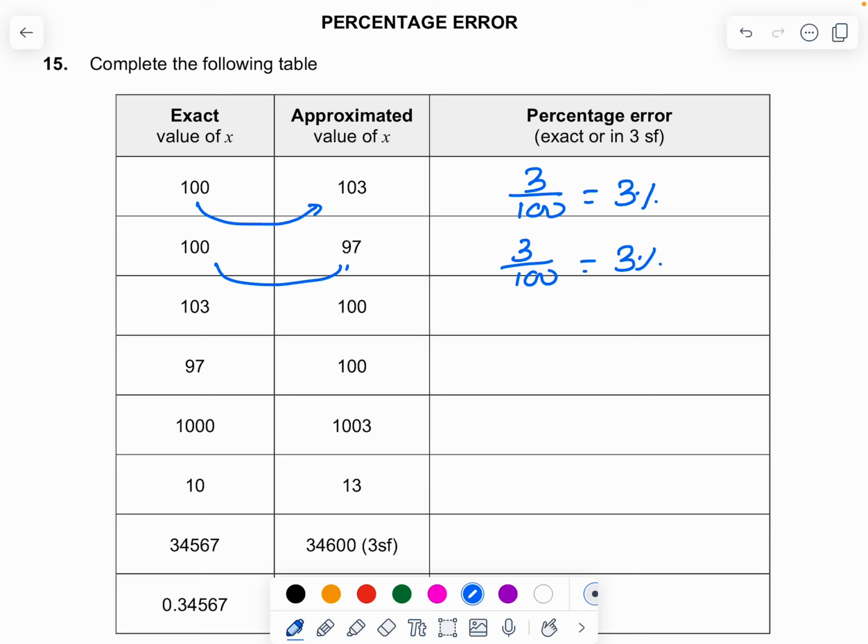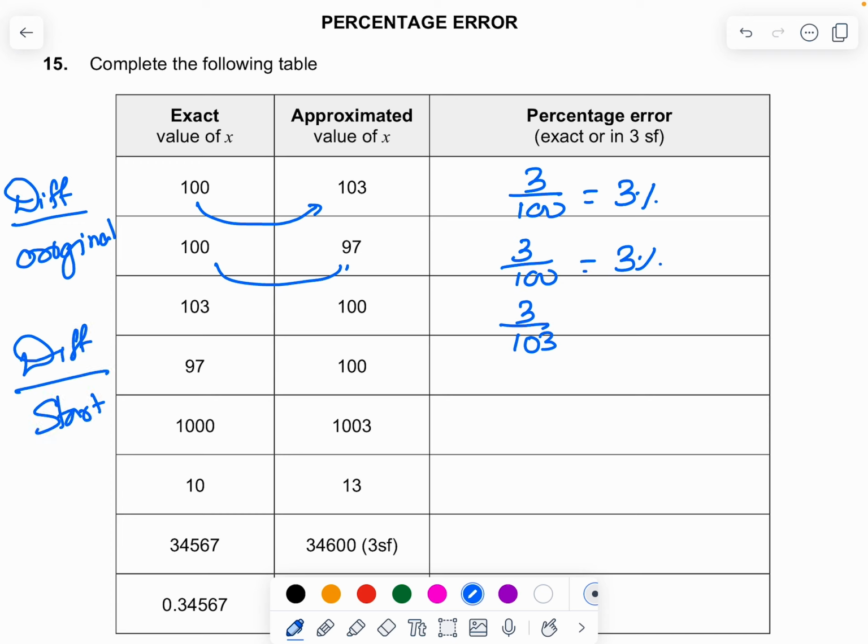Here also, the difference is 3, but the original value is 103. So what is that going to be? You have to do 3 divided by the original value. Every time divide with the original value. The formula is difference divided by the original value, or you can write difference divided by the starting value, times 100. So it's going to be 2.91%. Then 3 divided by the original value, 97, 3.09%.